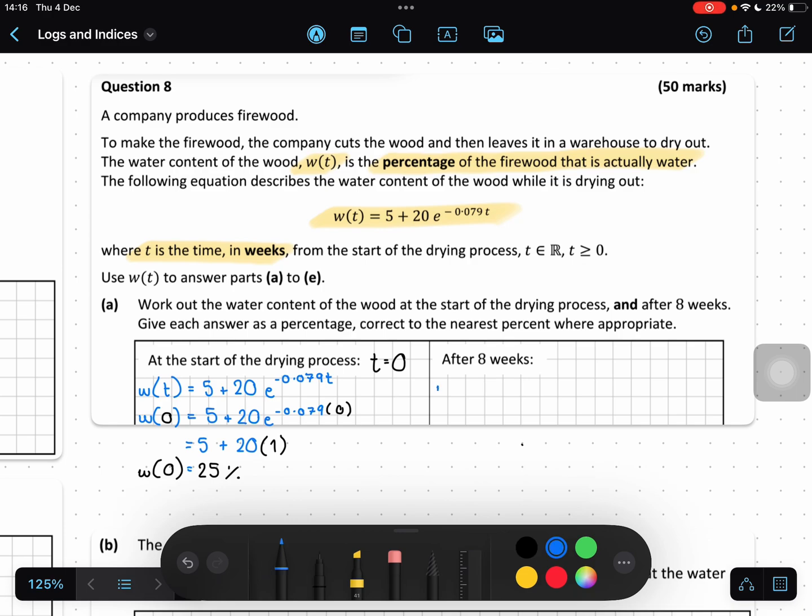If you didn't get that one, you could pause the video now and try this next one. After 8 weeks, what would you do? Again, I'm using my same function, so I'm going to write it down. Then I see that it's after 8 weeks, so t, the time in weeks from the start, is 8. So I'm going to fill in t as 8.